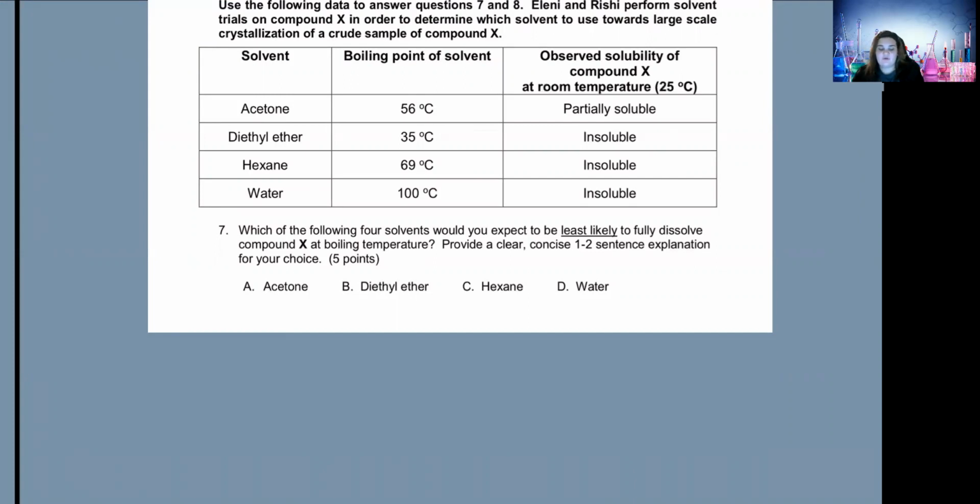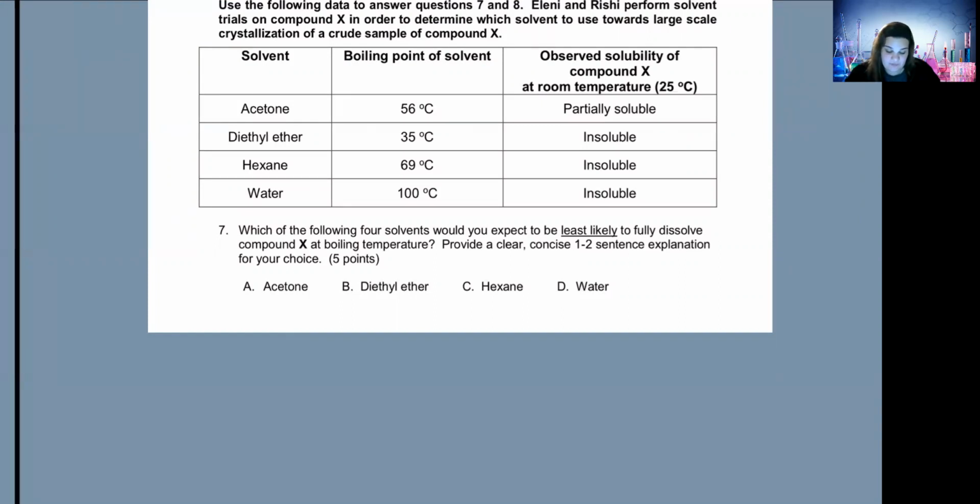Eleni and Rishi performed solvent trials on compound X in order to determine which solvent to use towards large-scale crystallization of a crude sample of compound X. Okay, so they're running solvent trials, right? So they're taking a bunch of liquids and they're trying to figure out who's the best. So our question is, which of the following 4 solvents would you expect to be least likely to fully dissolve compound X at boiling temperature? Pick one, then explain why. Okay, so we got a lot going on here. Let's digest this question nice and slow.